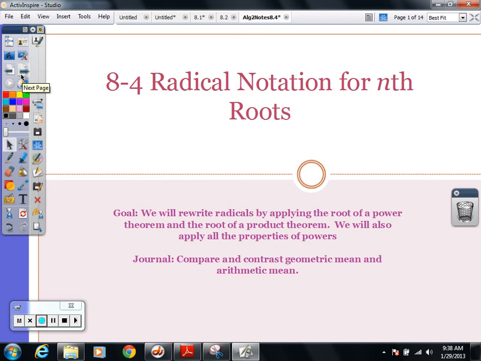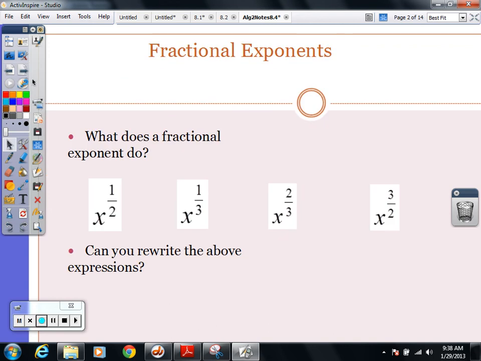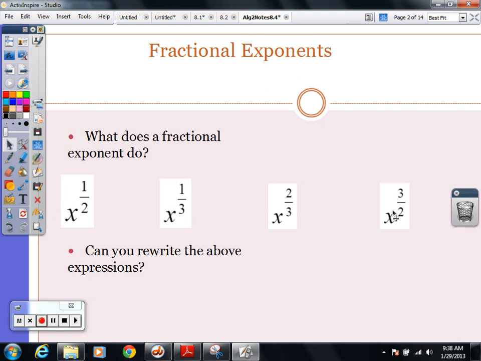Basically, what we're going to do is rewrite radicals by applying the root of a power theorem and the root of a product theorem, and we're just going to look at the properties of powers when dealing with radicals, because we know now that a radical is just a special power, a rational one. So what does a fractional, or rational, exponent do? We talked about this in the last chapter.